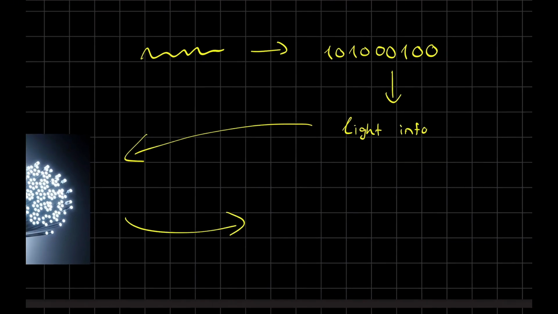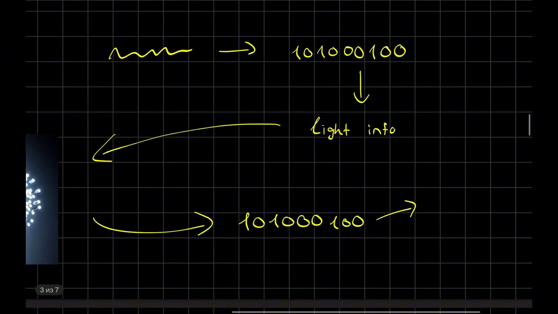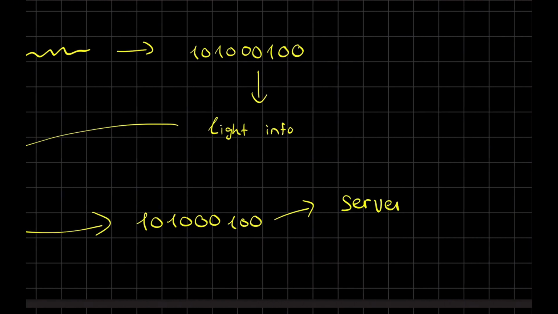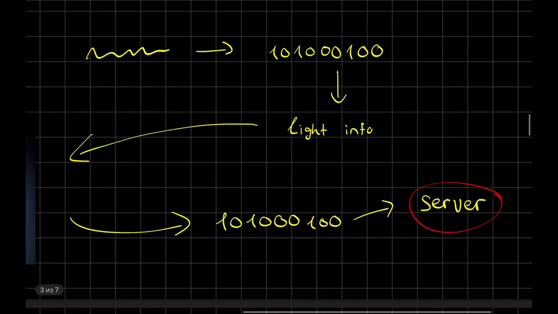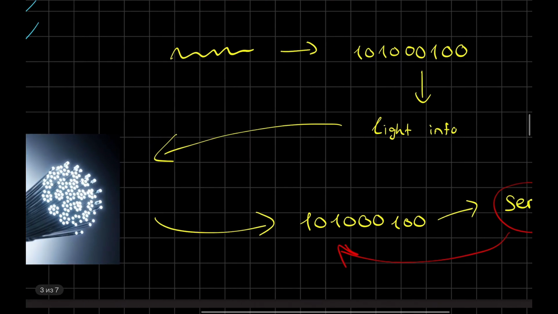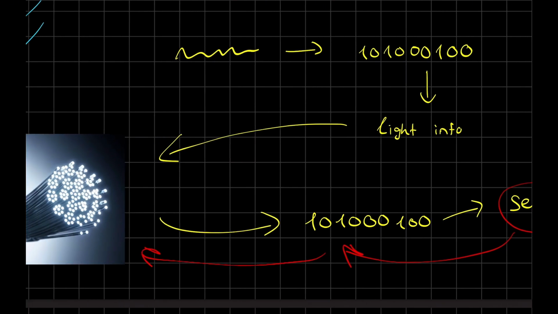Then it comes out on the other side. It transforms again to binary code. Yeah, it turns to the initial code like this, and then it's conveyed to the servers, which are really powerful computers, and these servers work with the information, then they turn your answer into binary code. This binary code goes to fiber optics, to fibers, and these fibers turn it into light info.